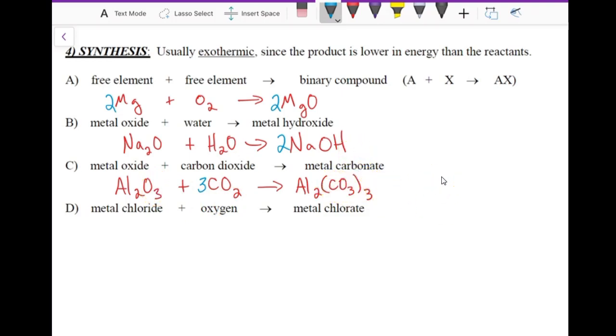So it's all set. Next up, metal chloride plus oxygen yields a metal chlorate. Again, you just have to recognize these, memorize them, however you want to say it.